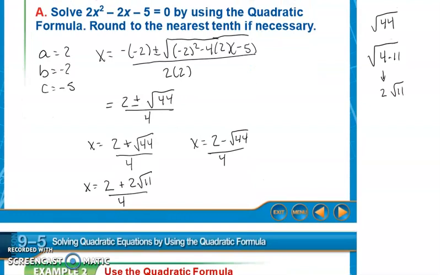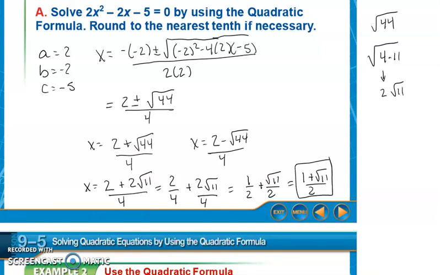For this one, because we have a 2 in both those places and a 4 on the bottom, we can actually rewrite this as 2 over 4 plus 2 square roots of 11 over 4, which equals 1/2 plus the square root of 11 over 2. Or we could write it as 1 plus the square root of 11 over 2. So that's typically the way we write it.